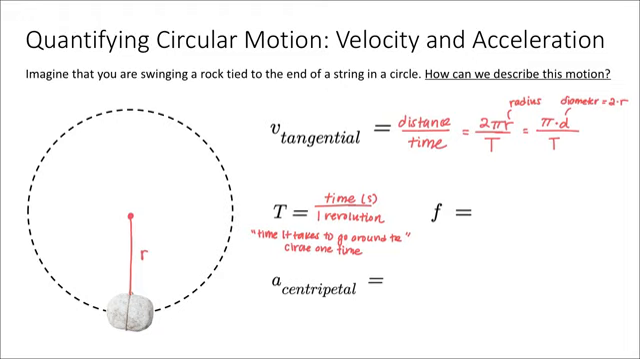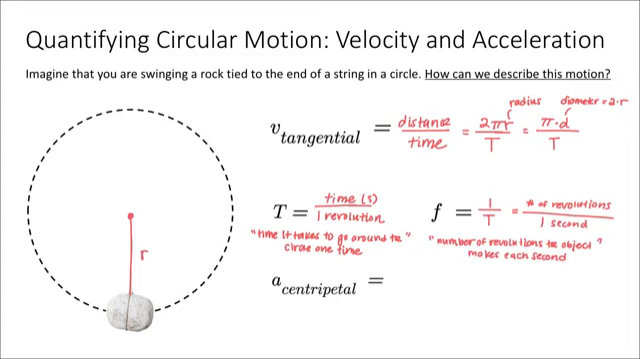So if the time period is the time that it takes to make one full revolution around the circle, we can also define a quantity called the frequency, which is actually just the opposite of time period. It's the number of revolutions that it makes in 1 second. And so you'll see this sometimes defined as 1 over T. Now, before we define the centripetal acceleration of this object, I want to explain a few things.